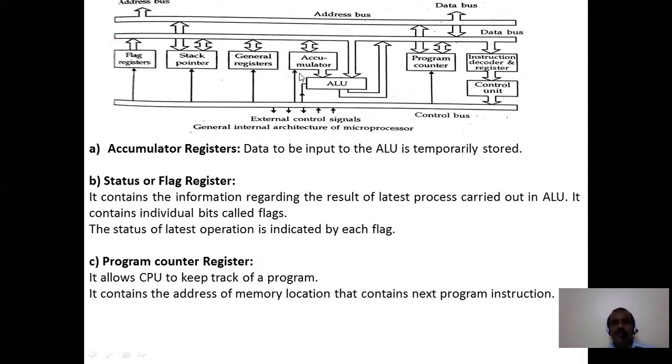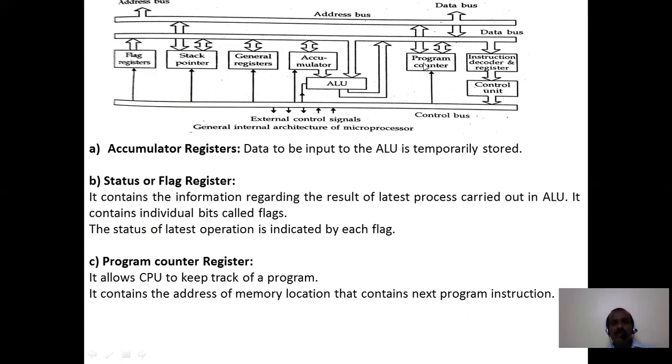The first one is the accumulator register. Data to be input to the ALU is temporarily stored in the accumulator register. Then status or flag register. The status or flag register contains the information regarding the result of the latest process carried out in the ALU. It contains the individual bits called the flags. The status of the latest operation is indicated by each flag here.